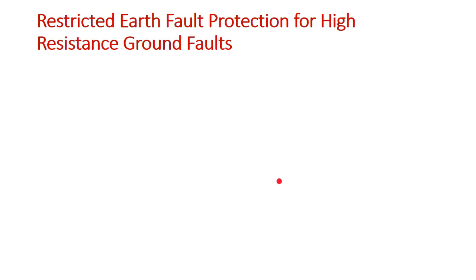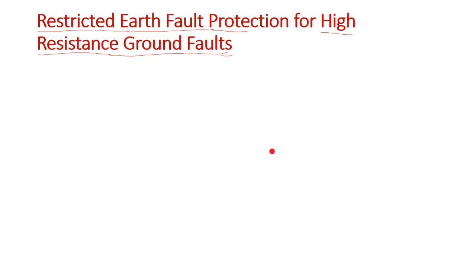Okay. So this is all about your inrush, how the differential scheme can distinguish between inrush phenomena and the fault condition. So now we will see the restricted earth fault protection for high resistance ground faults. Let us first understand what these high resistance ground faults are, and then we will talk about the restricted earth fault, why it is called restricted earth fault protection.